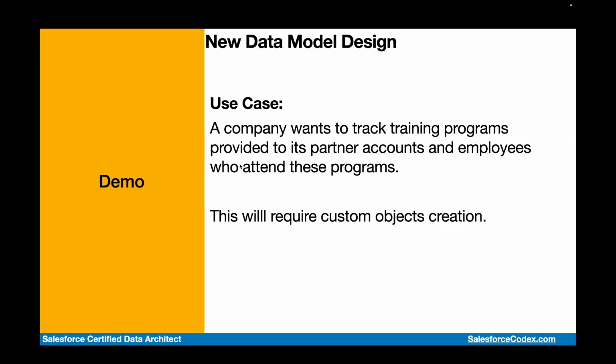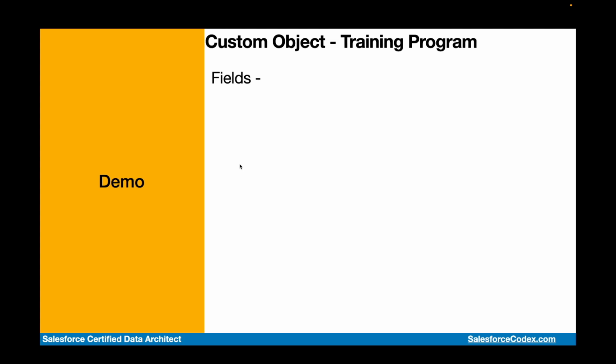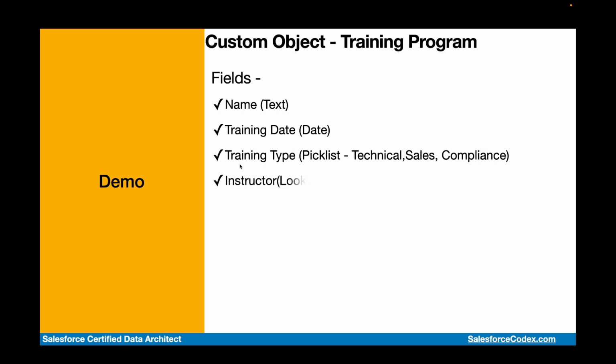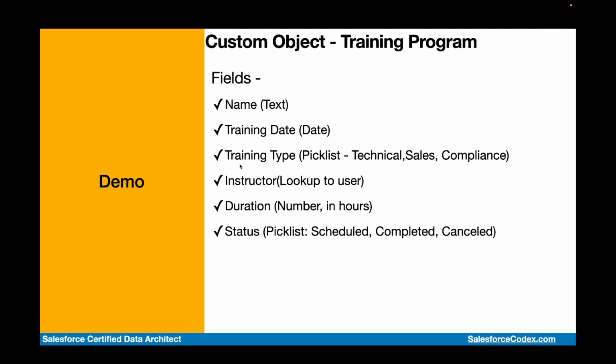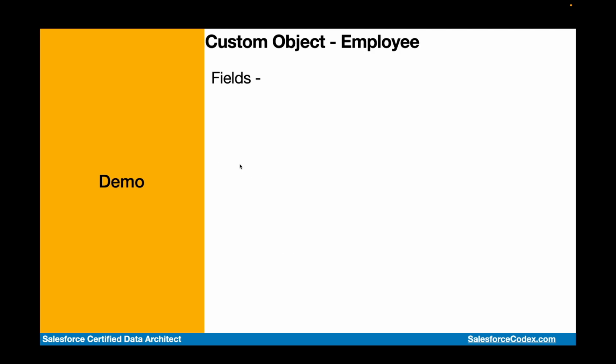to create it. The first custom object we have to create is training program, which has a few fields mentioned here. I will not create all the fields, but I will create the object and required fields. You can create them, and if you find some issue while creating, you can ping me or message me.